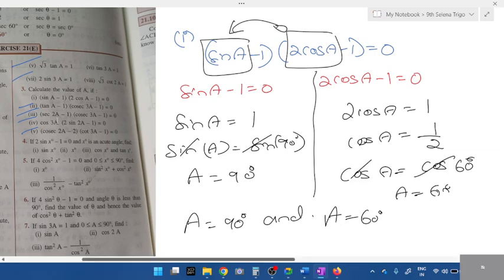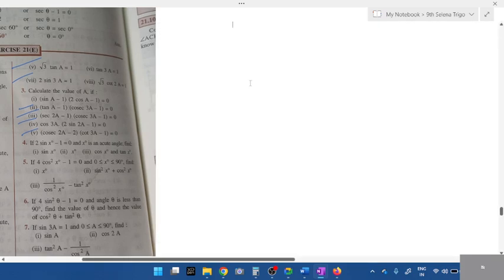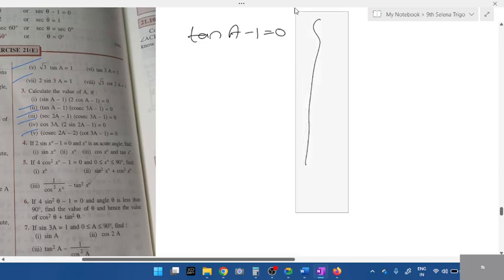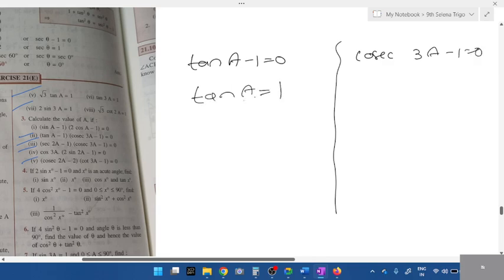Okay, Alia completed. Are the values same or different, students? Both are different, right? So tan A minus 1 is equal to 0, first part. What's the second part? Yes, cosec 3A minus 1 is equal to 0. Tan A is equal to 1. What's the value of A? Tan and tan get cancelled. A is equal to 45.